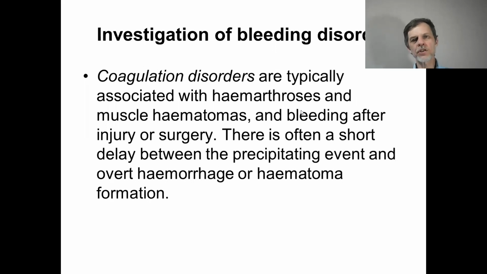Coagulation disorders are typically associated with hemarthrosis, muscle hematomas, and bleeding after injury or surgery. There is often a short delay between the precipitating event and overt hemorrhage or hematoma formation. So in case of coagulation disorders, bleeding is usually much more severe. Patients usually suffer from hemorrhages into joints, so-called hemarthrosis. This is accumulation of blood in joints. Hematoma is bleeding into muscles, and sometimes up to half a liter of blood may be found in such hematomas.